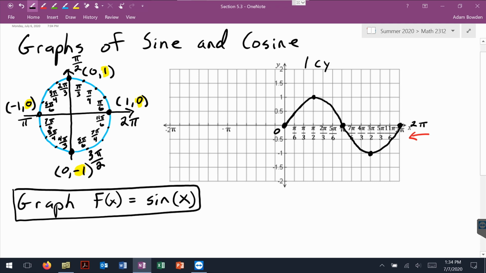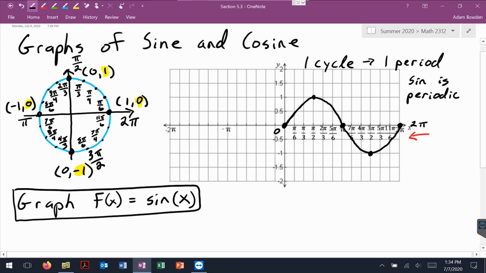One cycle of the graph, we call that one period. And we say that the sine function is periodic, because the values will go through a cycle and then go back around again and keep completing that cycle over and over again. And one period of the sine is equal to 2 pi, which makes sense because that's how far it takes us to get around the unit circle.